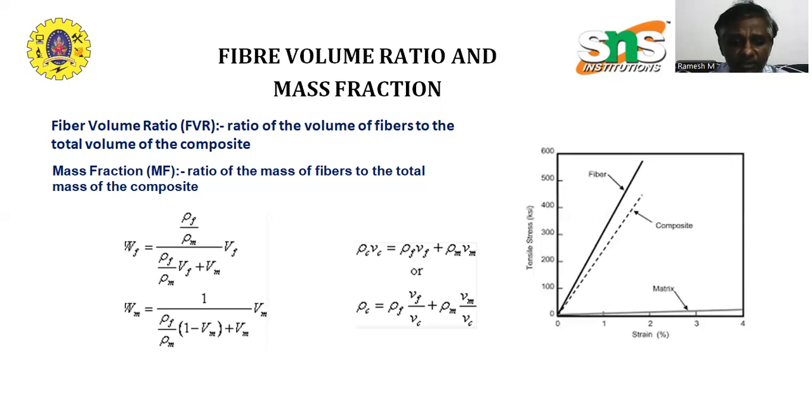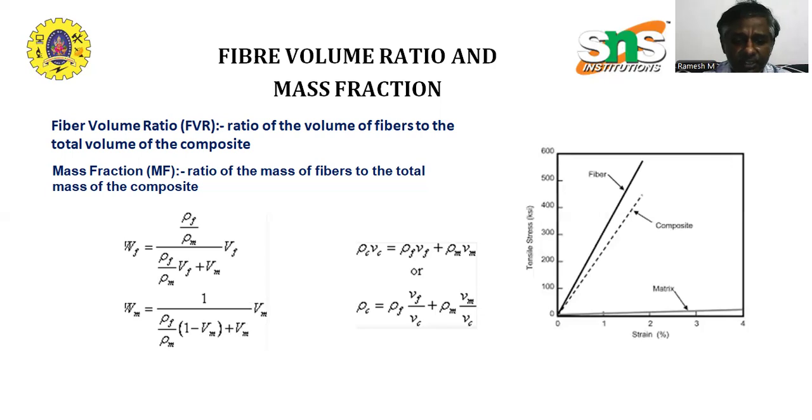Then we can go for the mass fraction. It is also defined as the ratio of the mass of fibers to the total mass of the composite. So here, in the mass fraction, we are concentrating on the fibers: the mass of fibers to the total mass of the composite. So we are concentrating on mass.